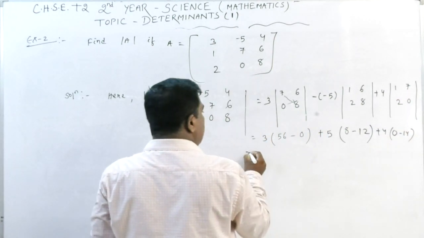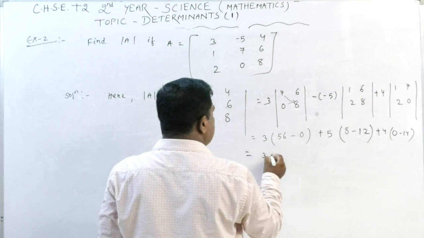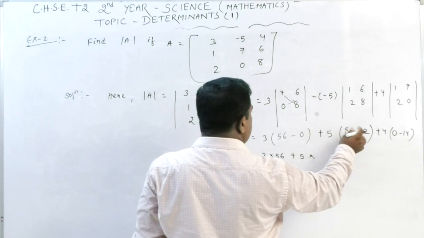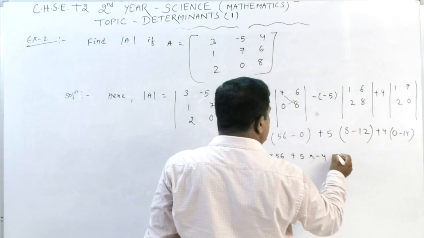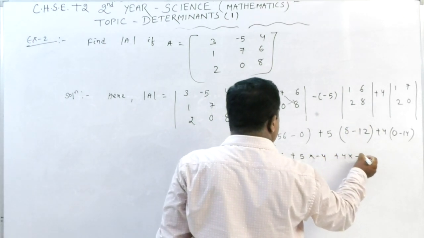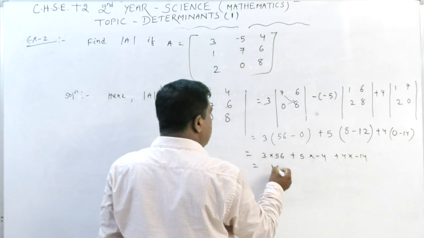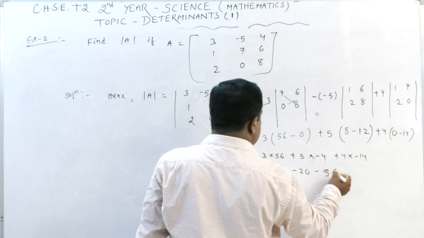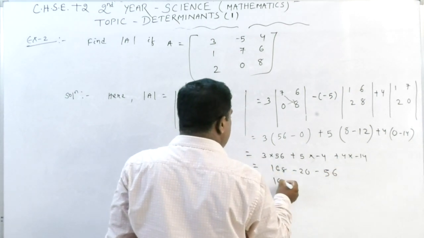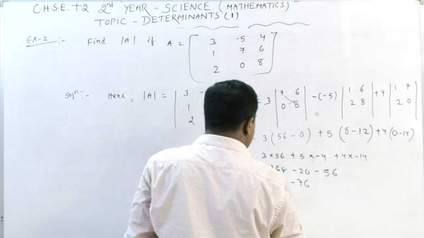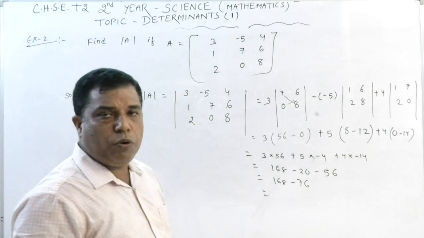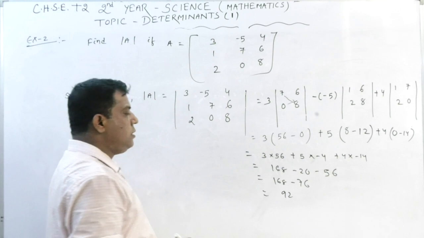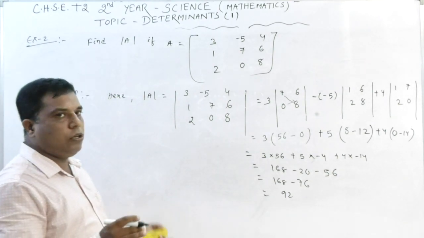So it is 3 into 56 plus 5 into minus 4 and 4 into minus 14. So it is 168 minus 20 and minus 56. So 168 minus 76. So that we have to evaluate. So it is equal to 92. So this is the value of the determinant.